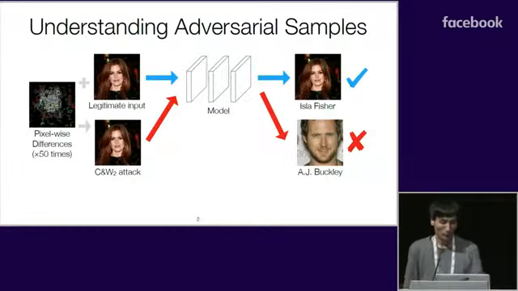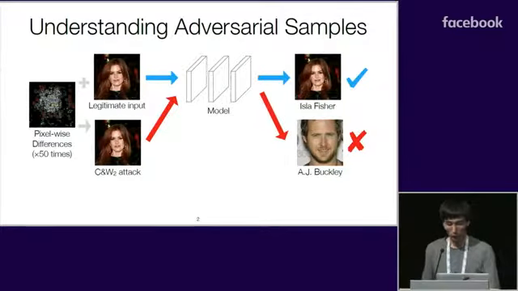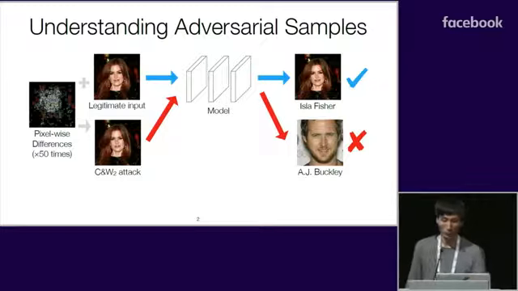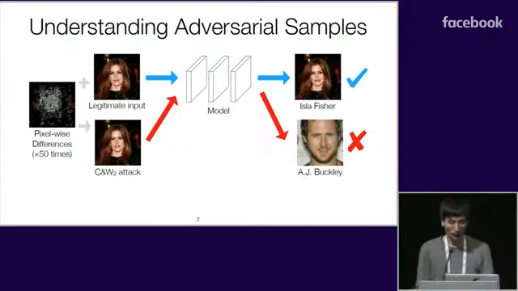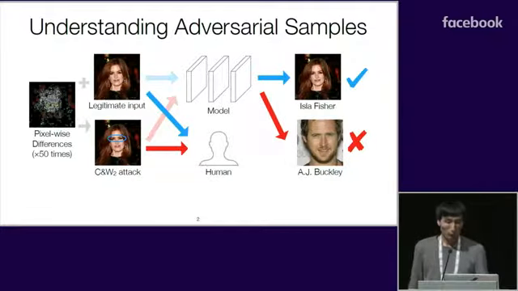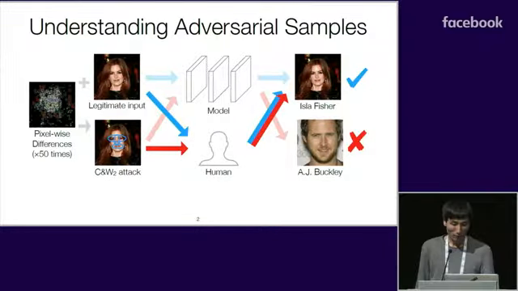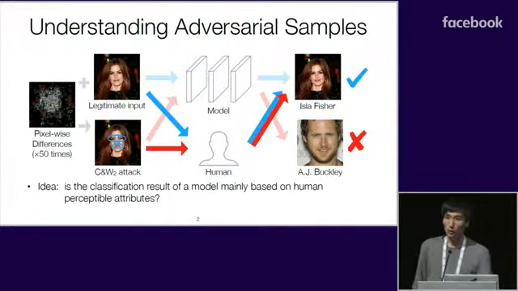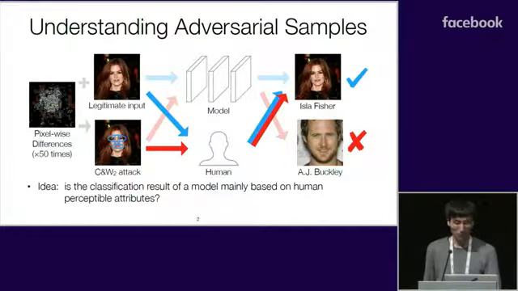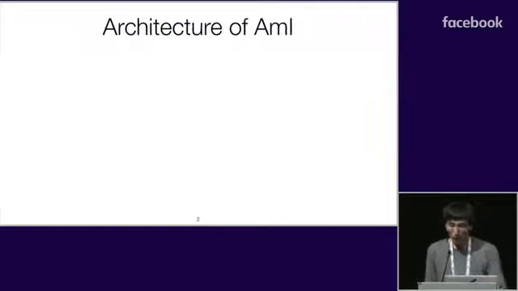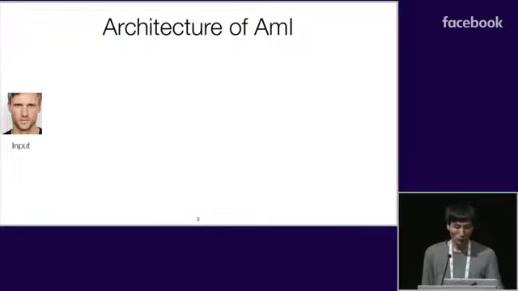As the previous presenter noted, adversarial samples are just a small perturbation added to benign inputs that will lead the model to wrong predictions. So let's look at how this kind of situation would happen if we ask a human to recognize these two almost identical images. They may focus on high-level features such as eyes, nose, and mouth, and give us the correct answer. Based on this observation, we have the idea that the classification of a model should be based on human perceptual attributes. Thus, we propose our architecture called the MI.